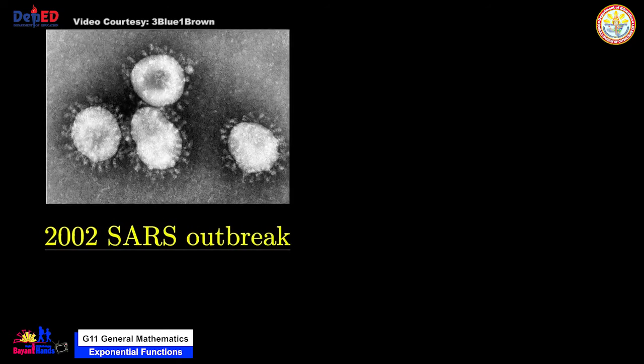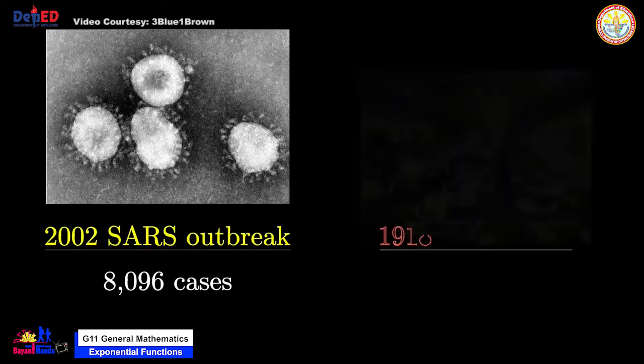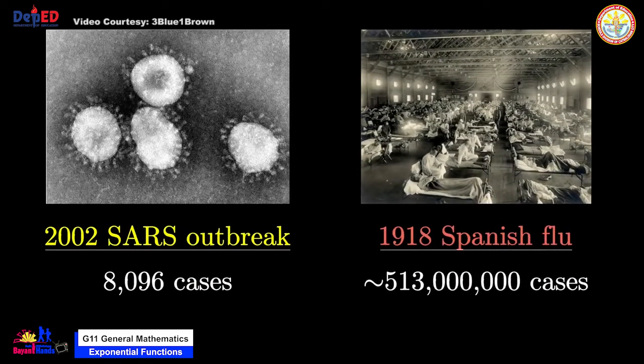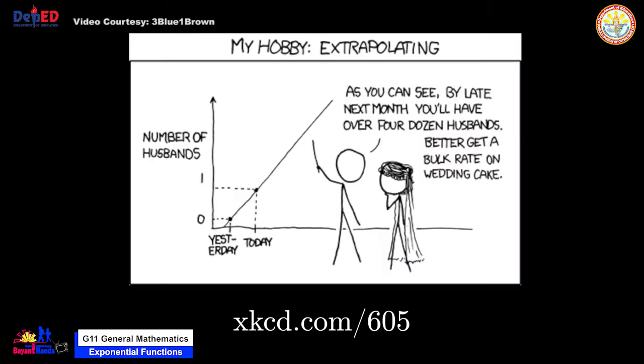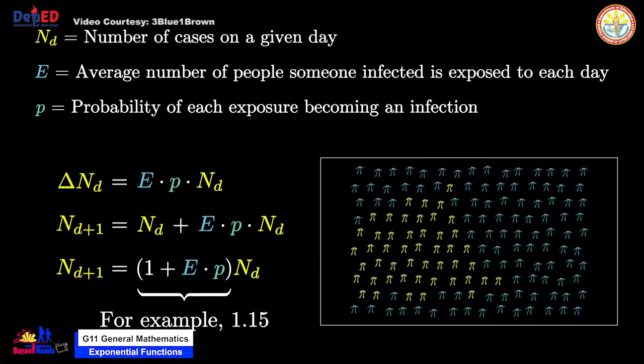Is it like the SARS outbreak of 2002, which capped out around 8,000 cases? Or the Spanish flu of 1918, which ultimately infected about 27% of the world's population? In general, with no context, just drawing a line through your data is not a great way to make predictions. But remember, there's an actual reason to expect an exponential here.